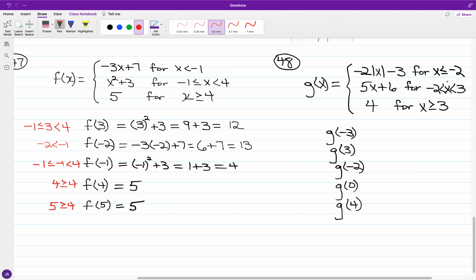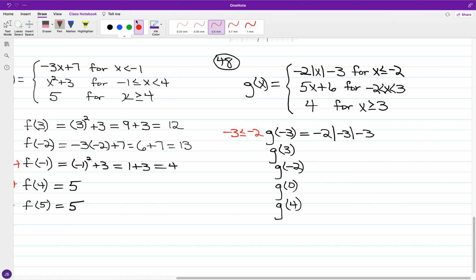Negative 3 is less than negative 2, so the first inequality statement with x at negative 3 is going to ring true. And so for g of negative 3, we've got negative 2 times the absolute value of negative 3, followed by the subtraction of 3. The absolute value of negative 3 is a positive 3. And for the follow through, we have negative 2 times 3.